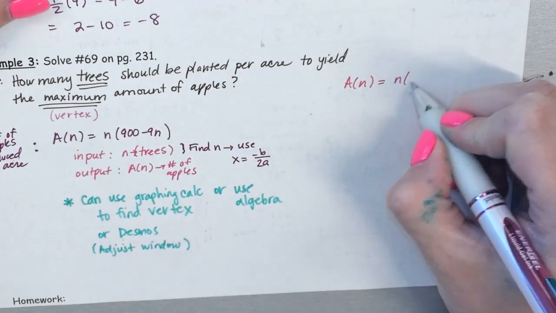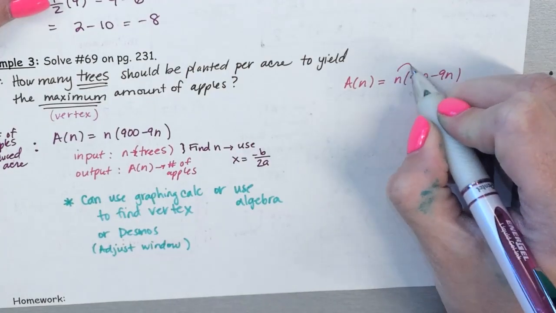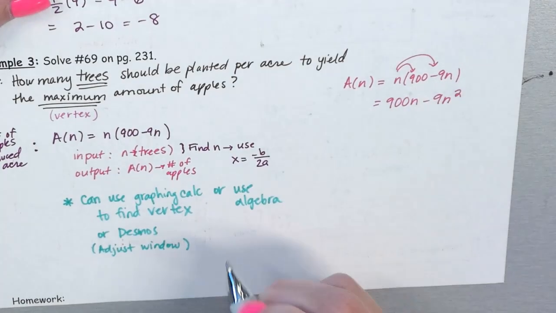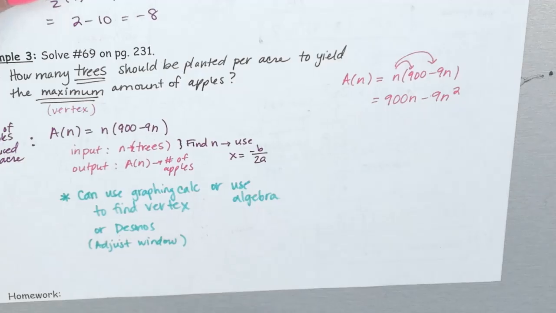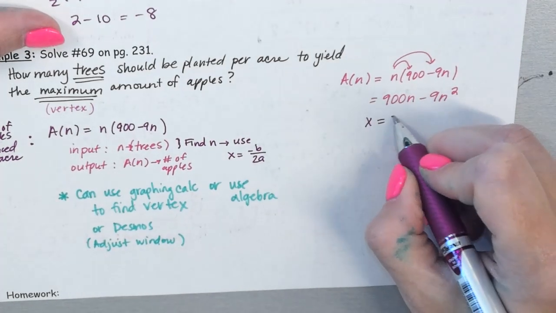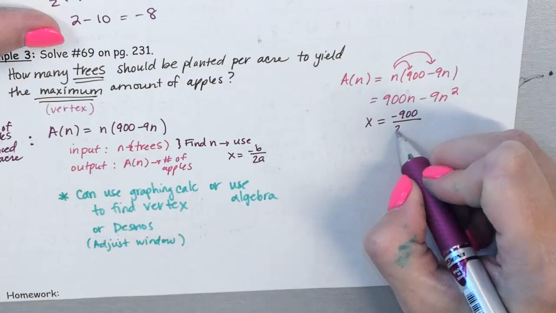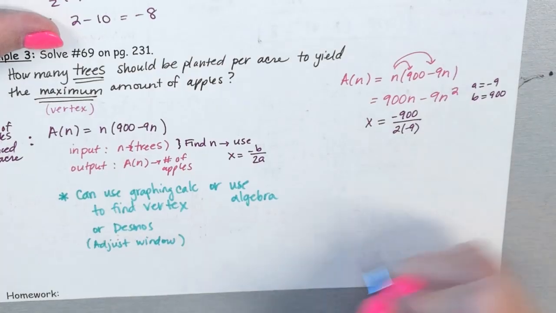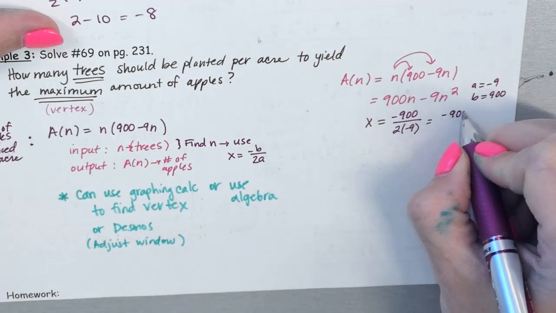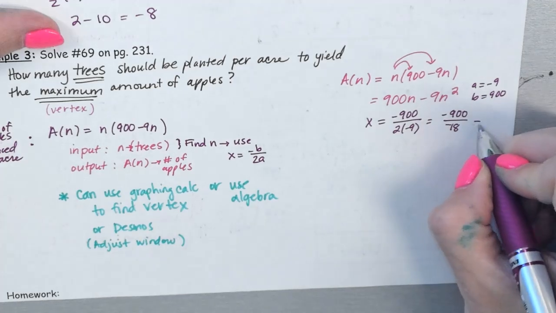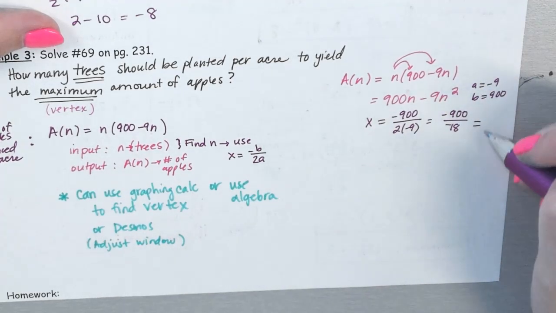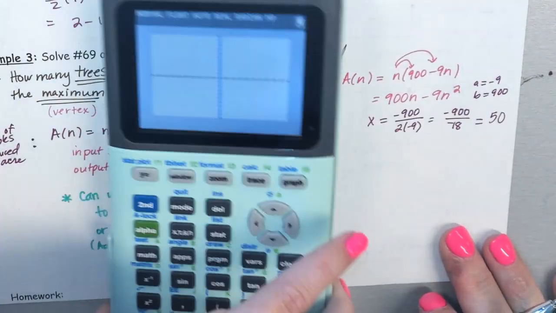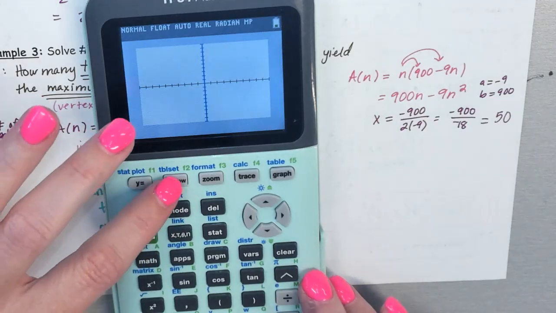So if you are using algebra, you would just distribute to see your quadratic function. So 900n minus 9n squared. And then you could do the opposite of b over 2a. So the opposite of b is negative 900. And then like I said, this would be something where you could use your calculator. So we'll just divide, we get 50. And then that can help you too if you had to find it on your calculator.